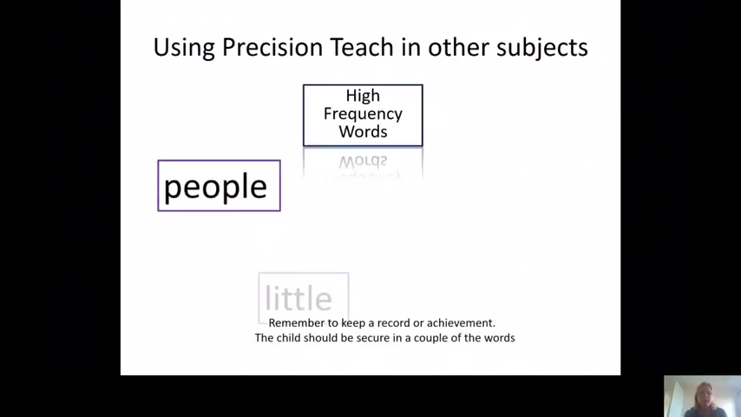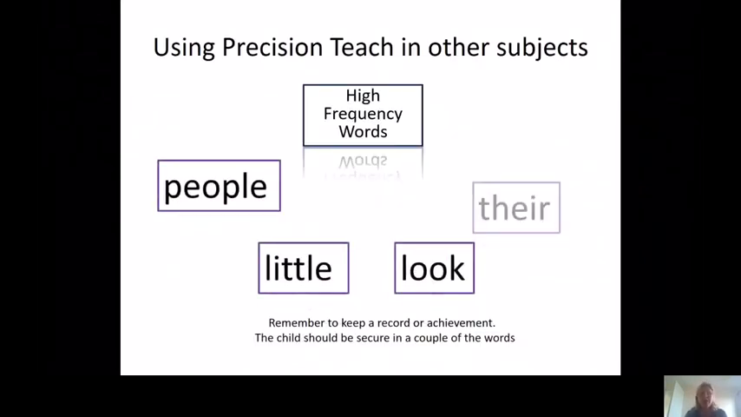So we can use precision teach in other subjects and at other ages. Here we've got some examples of high frequency words. Remember to keep a record of achievement. When we're showing children some high frequency words, for example, they need to be secure in a couple of these before we put them into precision teach. We're not starting precision teach from no knowledge.